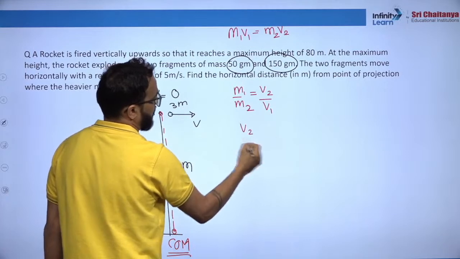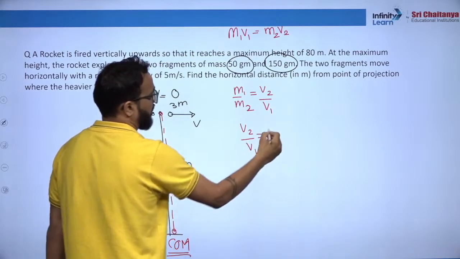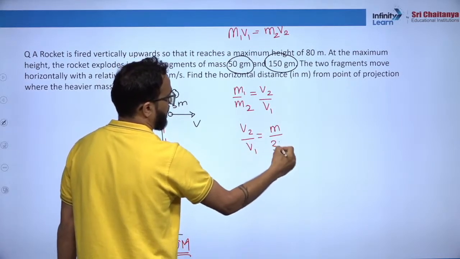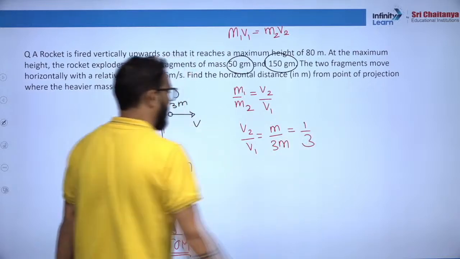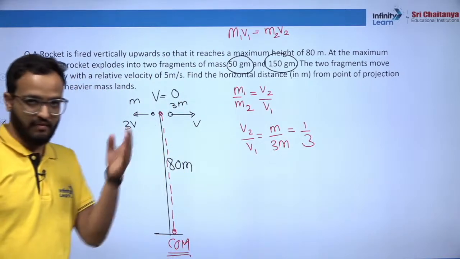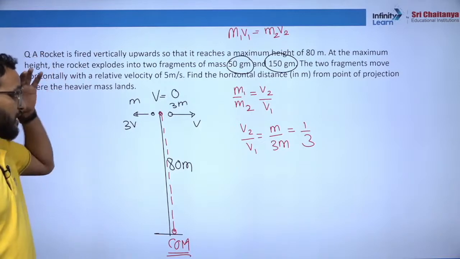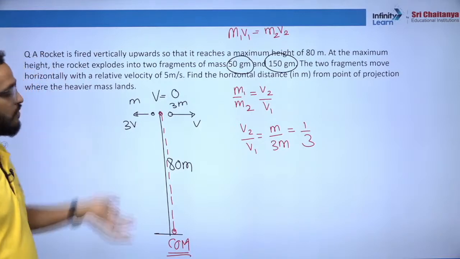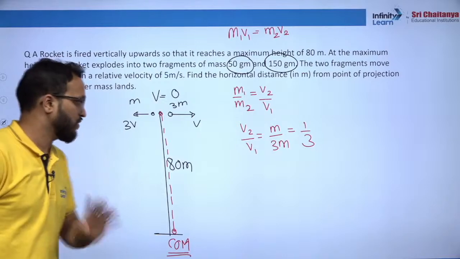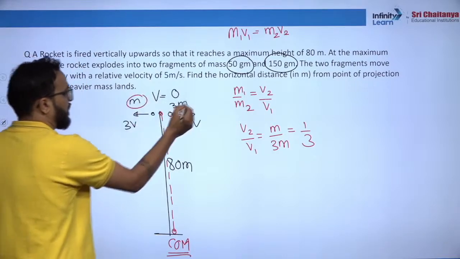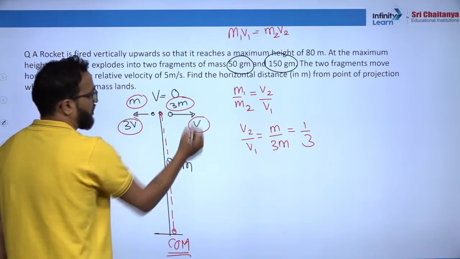So we will say v2 by v1 will be, what is m1? m1 is m. What is m2? 3m. So 1:3. So if the masses are in the ratio 3:1, velocities will be in the ratio 1:3 like this, okay? So if masses are m and 3m, velocities will be 3v and v, right?